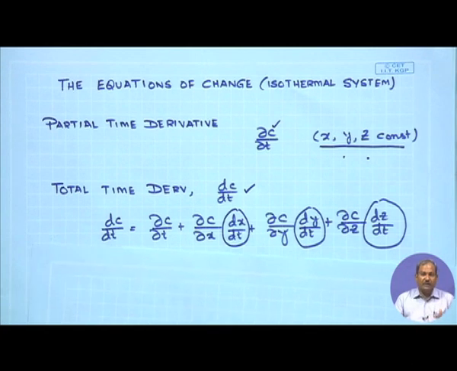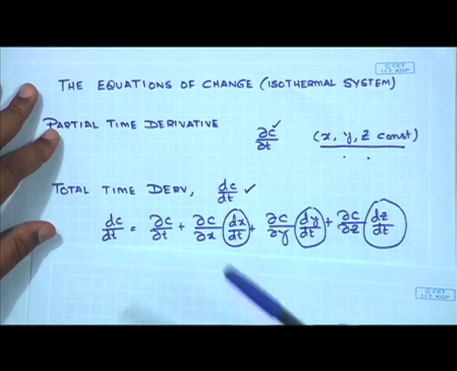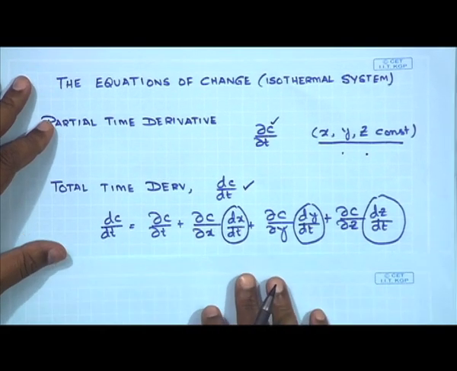So, you being the reference frame, you start to now move around, and when you start to move around, this dx/dt, dy/dt and dz/dt are the components of your velocity, and obviously your velocity will have an impact on the numbers that you count, and that is why it is called the total time derivative and expressed as dC/dt.